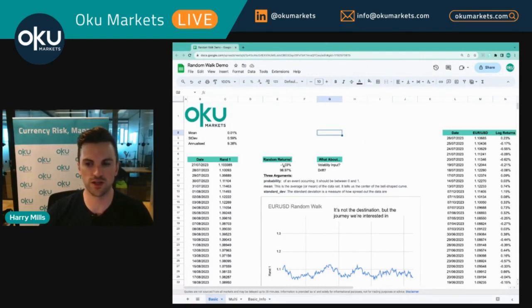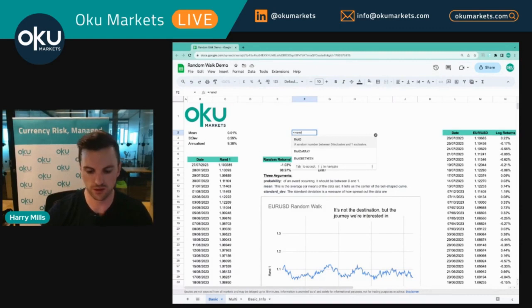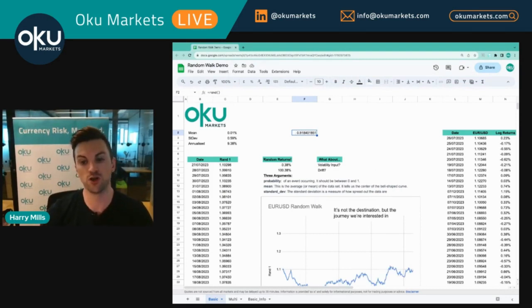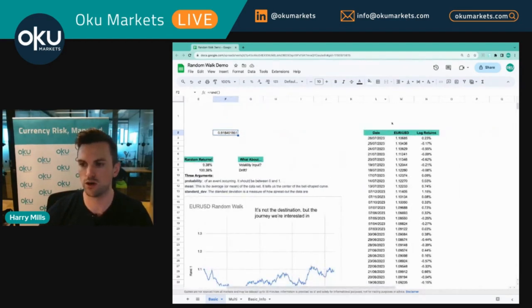And first thing I'm going to say is, I'm sure you're all aware that in Excel and Google Sheets, there's a random number generator. It's just equals RAND, open close brackets. And that's going to give you a random number between 0 and 1. It's really useful for generating those random numbers, but we are going to use it, but maybe not in the way that you think.